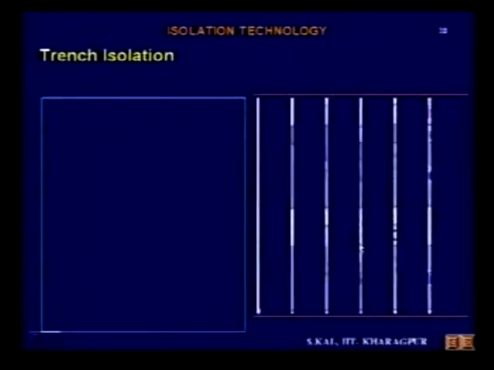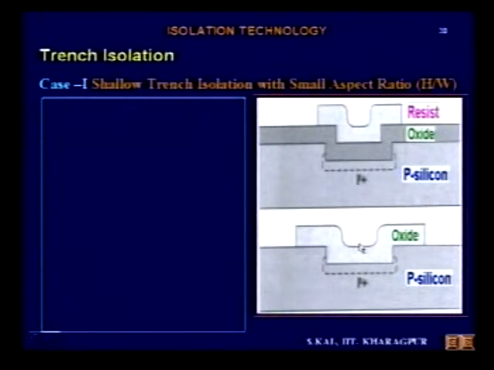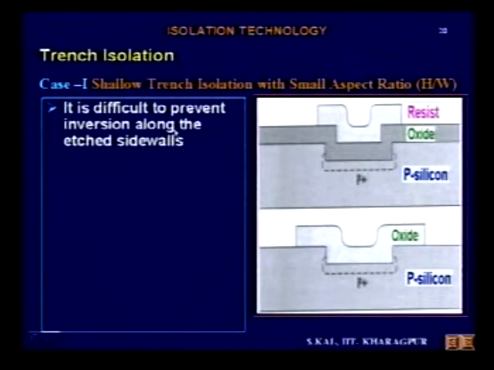Now, next what will you do? It is difficult to prevent inversion along the edge side walls. What is that one? When you are implanting, the bottom wall is implanted. That means with the field implant, you can prevent inversion at the bottom. But side wall implantation is not possible, this side and this side. So there may be small inversion at the side wall, this region and this region.